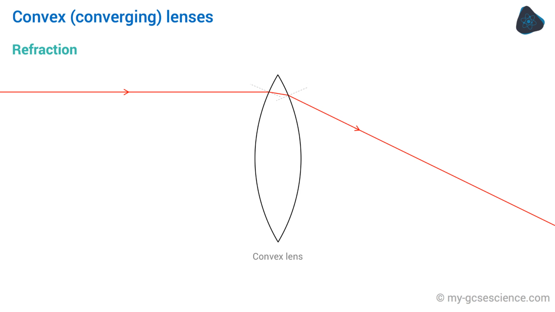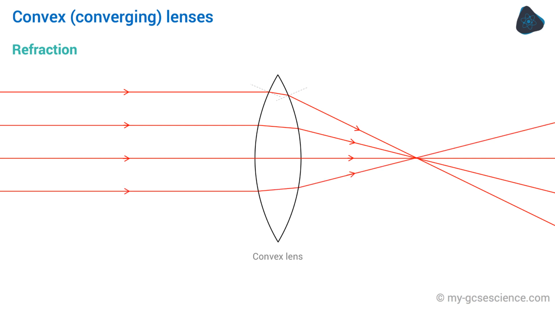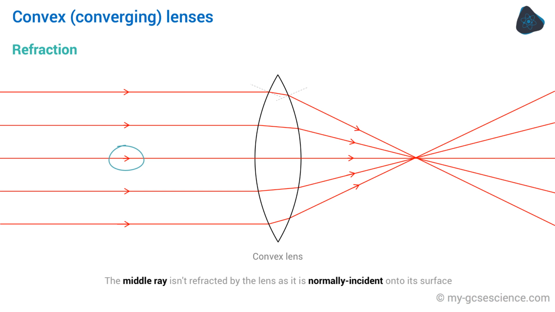This ray was initially travelling parallel to the principal axis of the lens, an imaginary line which cuts through its centre like this. If we direct 4 more parallel rays of light towards the lens, they'll follow these paths. Notice that, because the middle ray is travelling along the normal, or is striking the lens at an angle of incidence of 0 degrees, it doesn't refract as it enters or exits the lens.